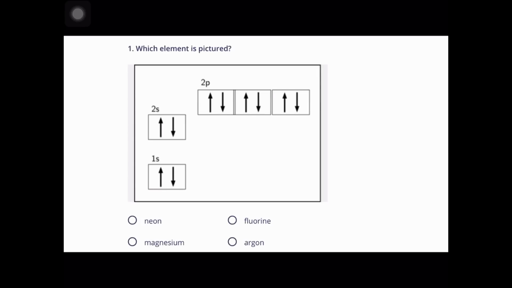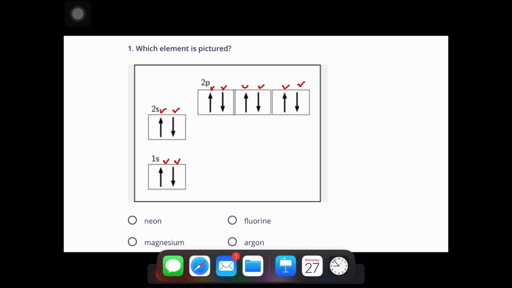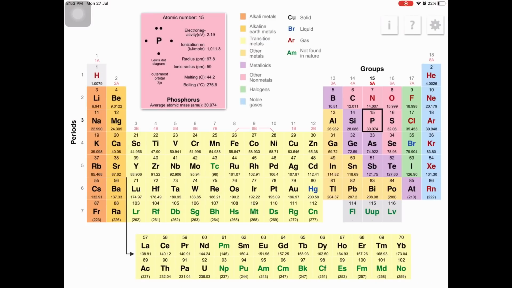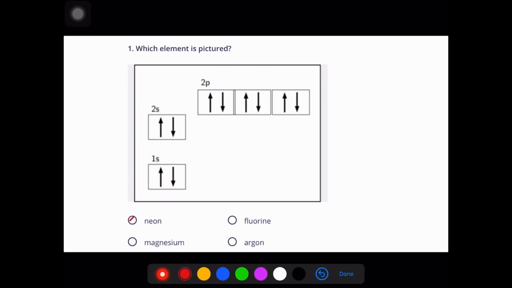Okay, let's go through this exercise. The first one: which element is pictured? We just have to calculate how many electrons this element has. Here we have 1, 2, 3, 4, 5, 6, 7, 8, 9, 10. Maybe we want to refer to our periodic table. The element with 10 protons, or 10 electrons, is neon. So the answer should be neon.